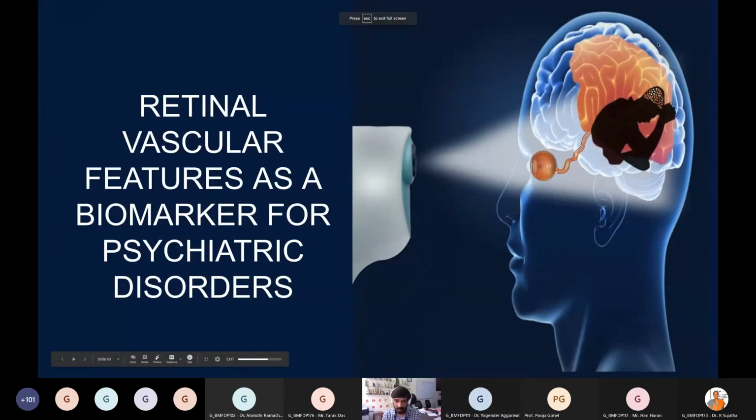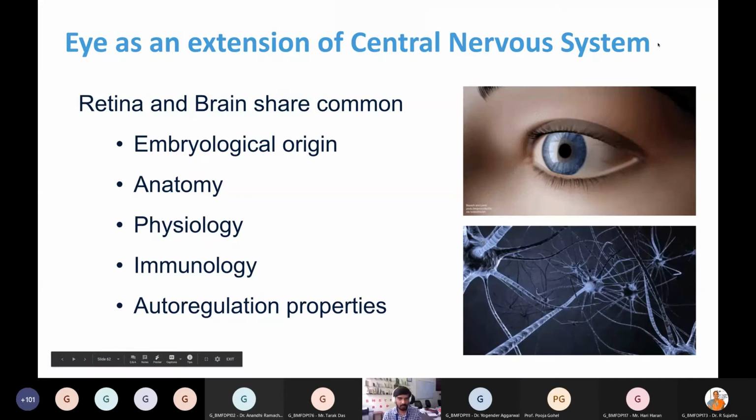So what did I do in my PhD is this. You know, retina and brain are connected, right? So we have these retinal images. All the things I told till now were my pre-PhD work. Few of them were during my PhD also, but that didn't contribute to my thesis.